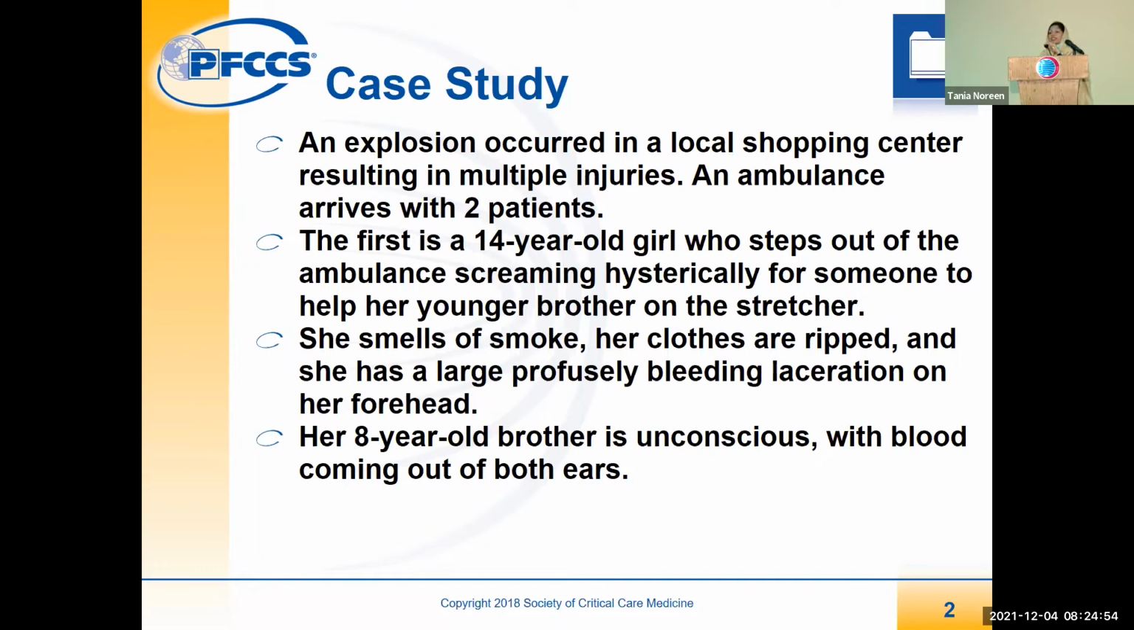So who needs triage first? The 8-year-old. Why the 8-year-old? Because he is unconscious and there is bleeding coming out of both ears. So it means there is a suspected intracranial injury in this patient.